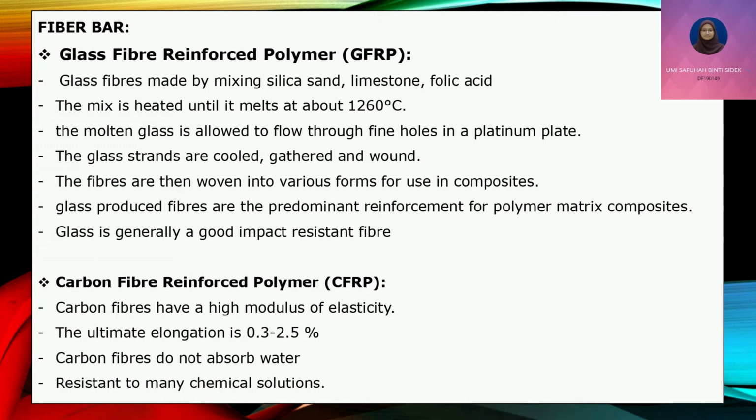The second one is carbon fiber reinforced polymer (CFRP). Carbon fibers have a high modulus of elasticity, which is 200 to 800 GPa, and the ultimate elongation is 0.3 to 2.5%, where the lower elongation corresponds to the higher stiffness and vice versa. Carbon fibers do not absorb water and are resistant to many chemical solutions. They withstand fatigue excellently and neither corrode nor show any creep or relaxation.